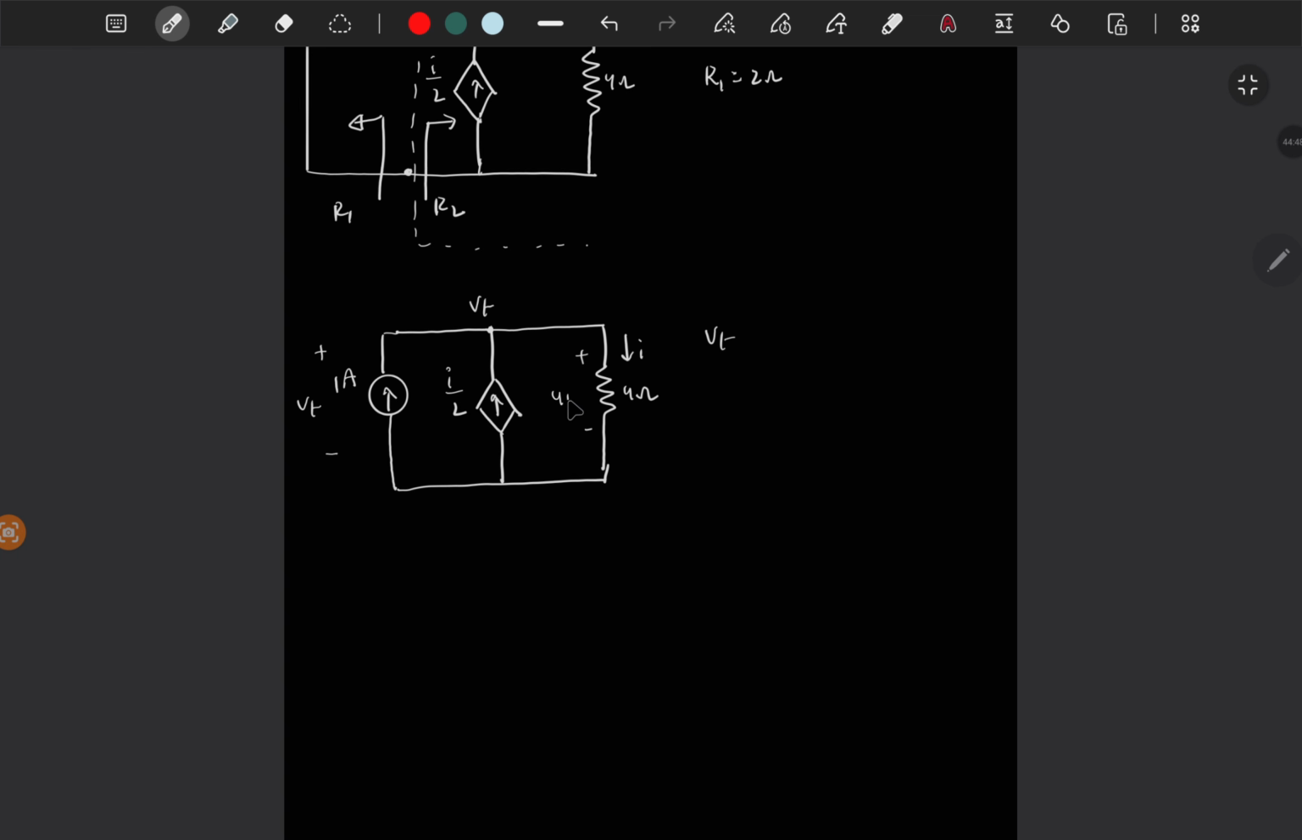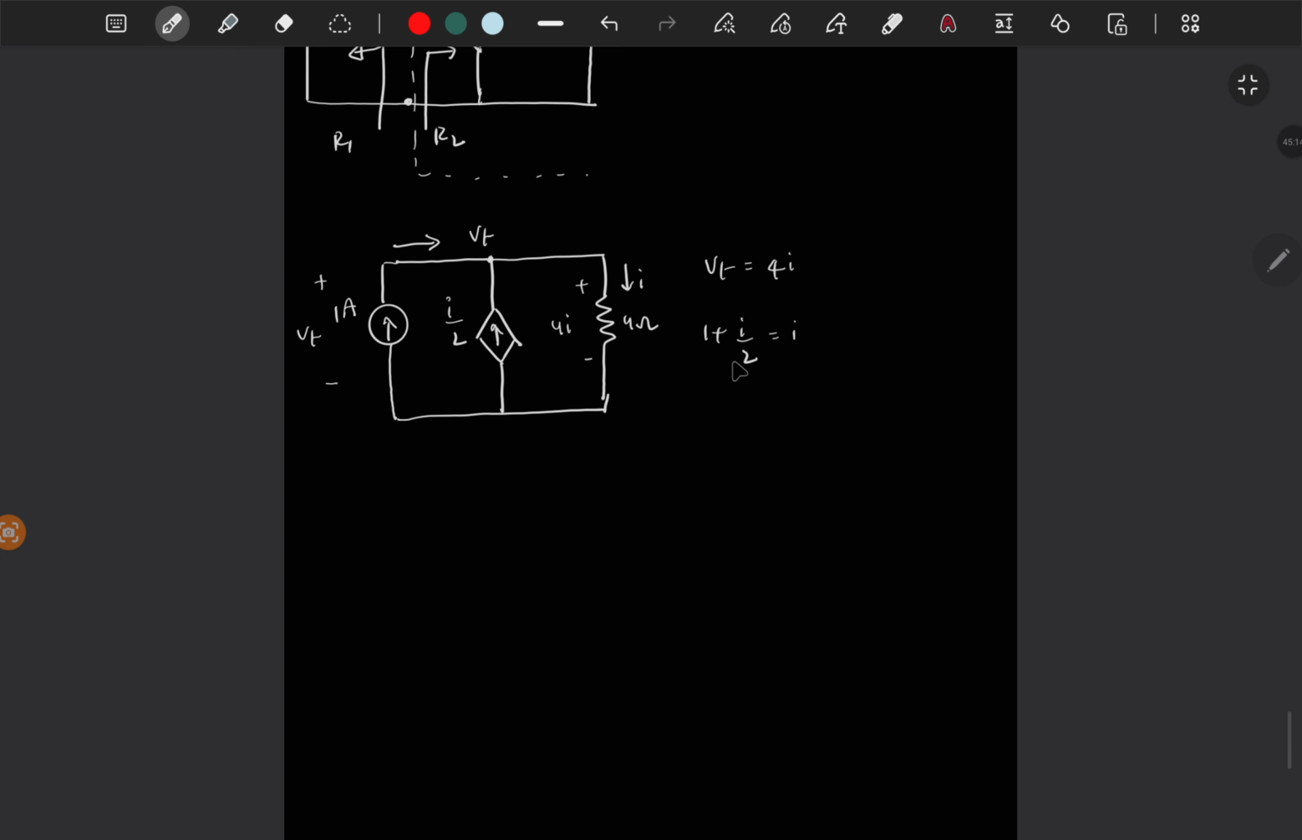So here the drop is 4 times I. So Vt is nothing but 4I. This is one value, and see, 1 amp is coming here and I by 2 is coming here, then combinedly it is going to this 4 ohm. So 1 plus I by 2 is the current flowing through this 4 ohm, which is nothing but I, which is given. So I by 2 is 1 amp, so I is also 1. Then Vt is 4. If you substitute here, then you will get Vt is 4.